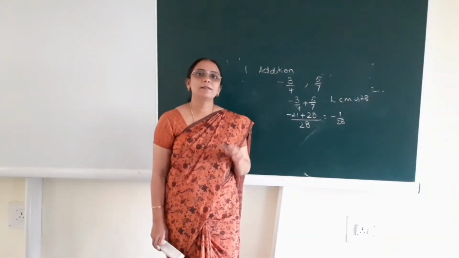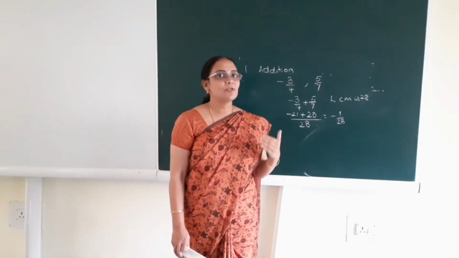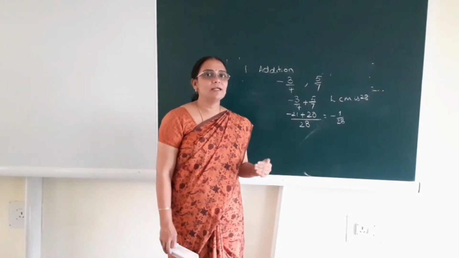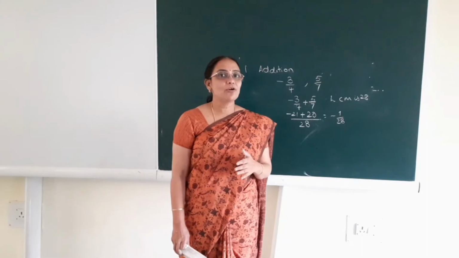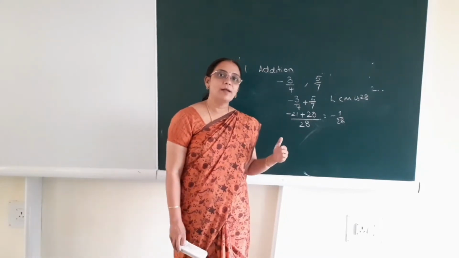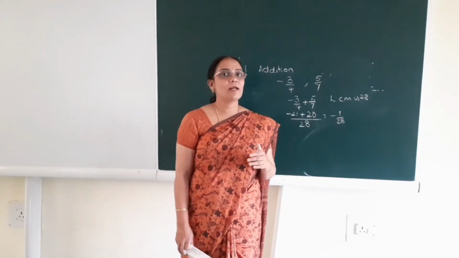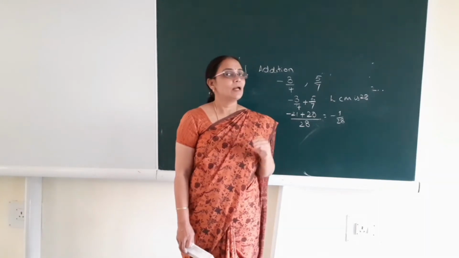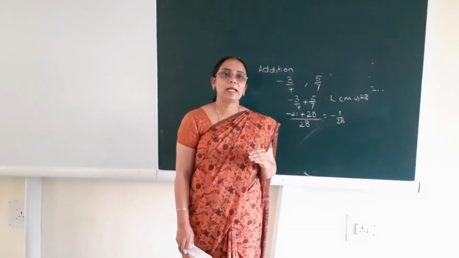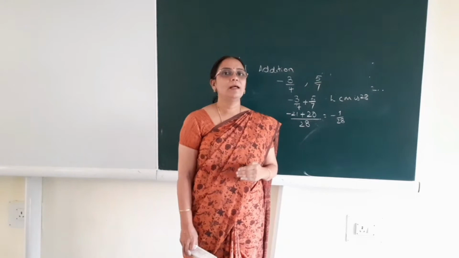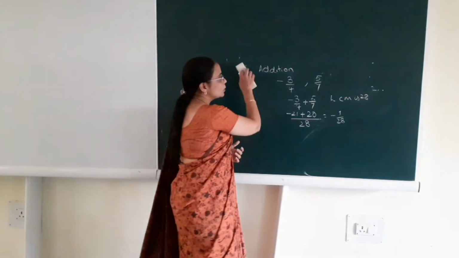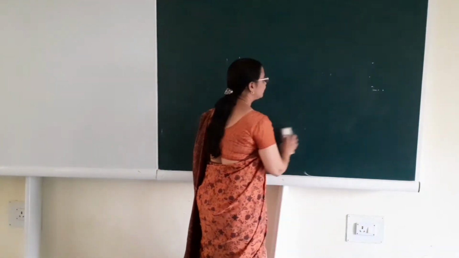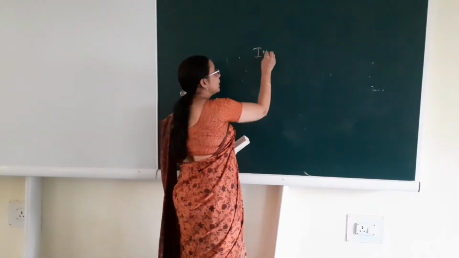So we have seen that when you add two rational numbers, you get one more rational number. Similarly, if you subtract two rational numbers, you get a rational number. Multiplication of two rational numbers is a rational number. Division of rational numbers is a rational number. That's what we have seen in our lower classes. When we come to class 9, what is the new system we are going to learn? Irrational numbers.